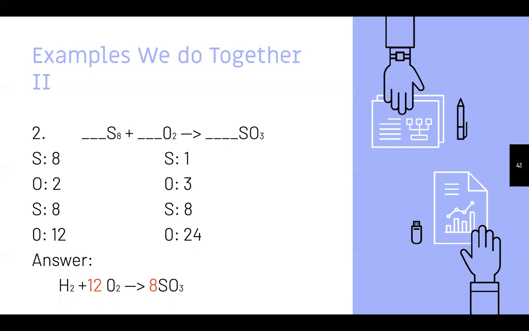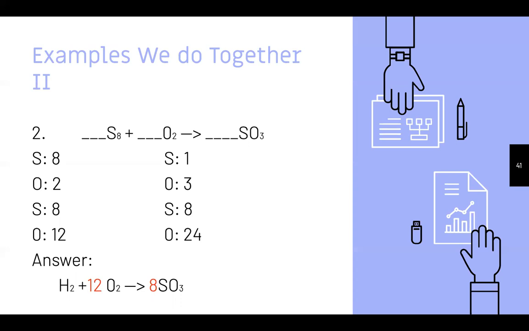S corresponds to 8, O corresponds to 2, S corresponds to 1 on the right, and oxygen corresponds to 3 on the right as well, right? Well, how do we balance this, right? We should start with the sulfur, right? We should balance that. And to balance that, we need an 8 out front to make it 8 equaling 8, right? So we have the 8 out in front of the sulfur, oxygen 3.